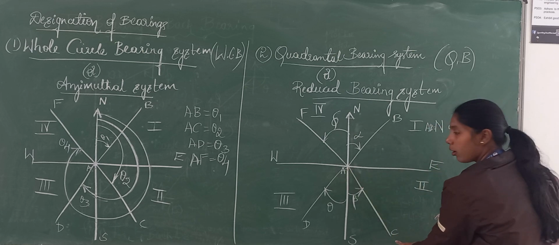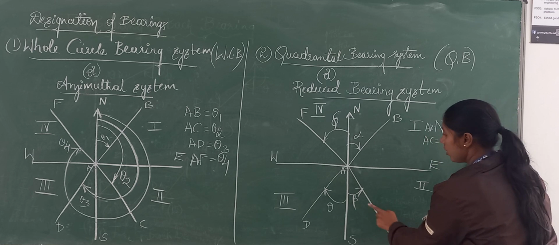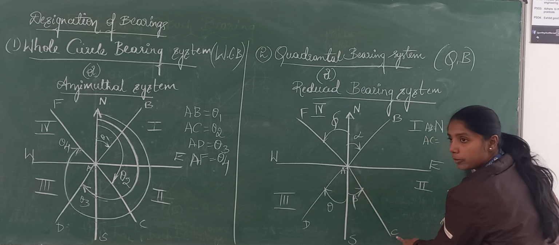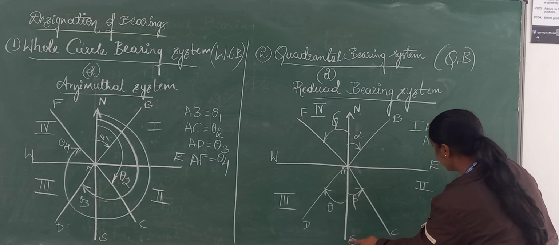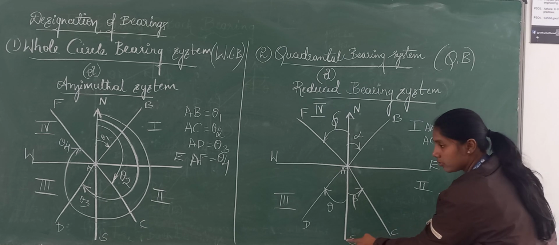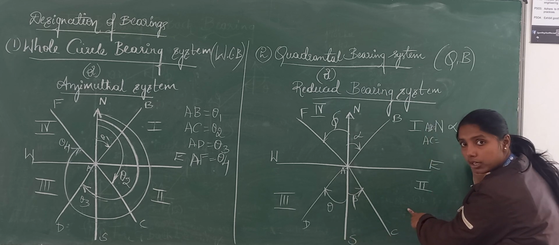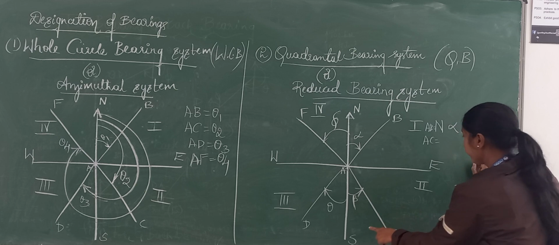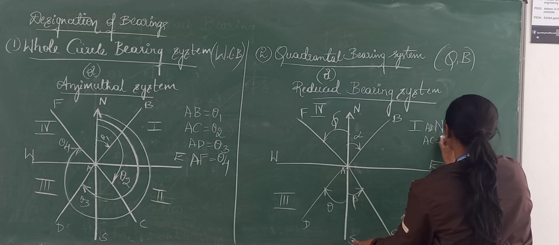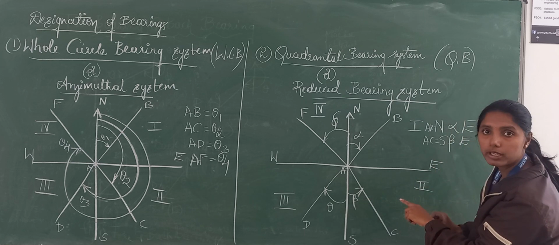Let us take up the bearing of the line AC. As you can see, the line AC is nearer to the south and it is in the second quadrant. If the line is nearer to the south and lies in the second quadrant, the designation of the bearing will be like this: south, angle beta, east. Hope you are getting what I am saying.